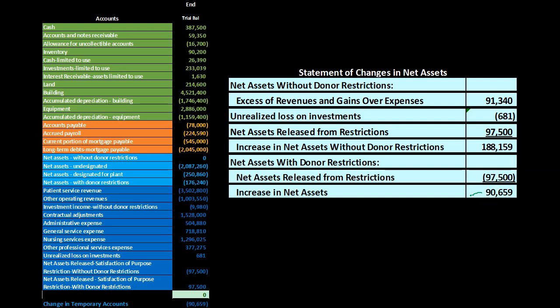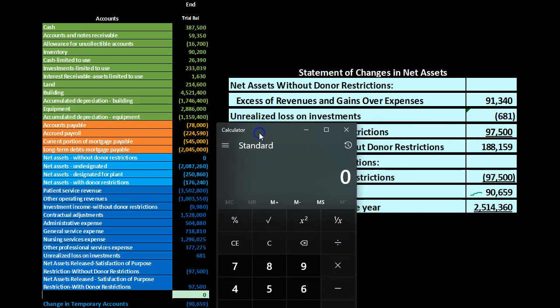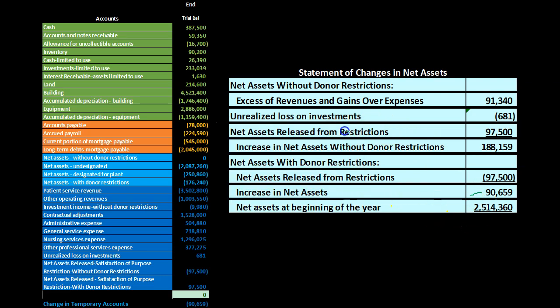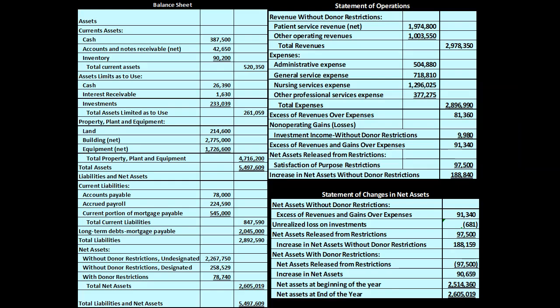Then we're going to get back to what would be the equity type of numbers by adding the net assets at the beginning of the year, which will be the blue accounts. So the net assets at the beginning of the year being 2,087,260 plus the 250,860 plus the 176,240, that being the 2,514,360. So if we add the change and the beginning balance, we then get to the ending balance, the 2,605,19. This number will tie out to our balance sheet. So that number will tie out to the balance sheet.